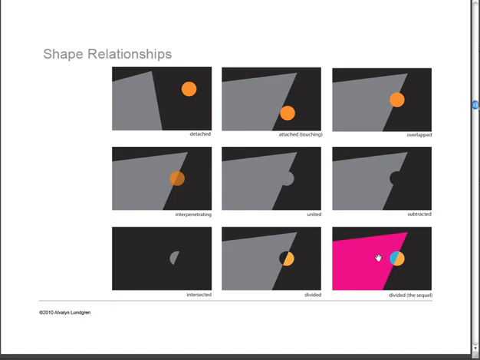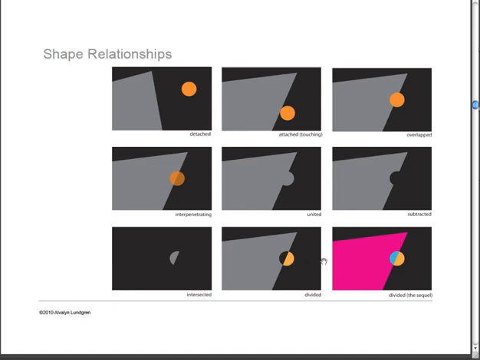And then there's division, which is not really transparency. It's a different issue. Instead of two shapes overlapping to make one shape, you have two shapes overlapping to make more shapes than you originally began with.